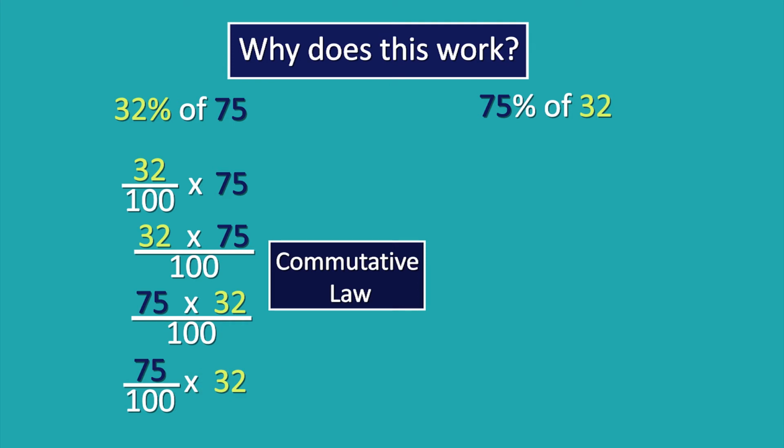Let's jump across to the right-hand side now. Just as I did on the left-hand side, I can write 75% as 75 over 100, and I remember that of in this context means times, so 75% of 32 is the same as 75 over 100 times 32. And that's exactly what I wanted to show. I've shown that the left-hand side is equal to 75 over 100 times 32, and the right-hand side is equal to 75 over 100 times 32. So 32% of 75 is equal to 75% of 32.